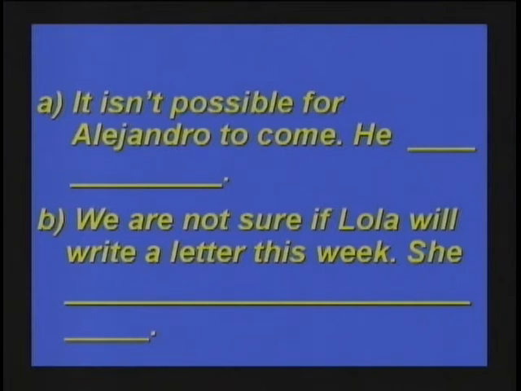In this case, the answer is, it isn't possible for Alejandro to come. He may not come. O sea, fíjate que en este caso estamos utilizando may. Es una posibilidad real. Y recuerda que tu tarea era reescribir las oraciones. Let's see item B.